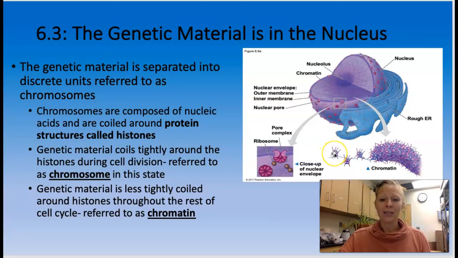And so if it's wrapped tightly around these histones, it's called a chromosome. And as it relaxes and it is less tightly coiled around these histones, it becomes chromatin. And so during different parts of the cell cycle, the DNA is in a chromatin state, where it can be accessed by proteins or enzymes to read it and to transcribe. And so that is the difference between chromosomes and chromatin.